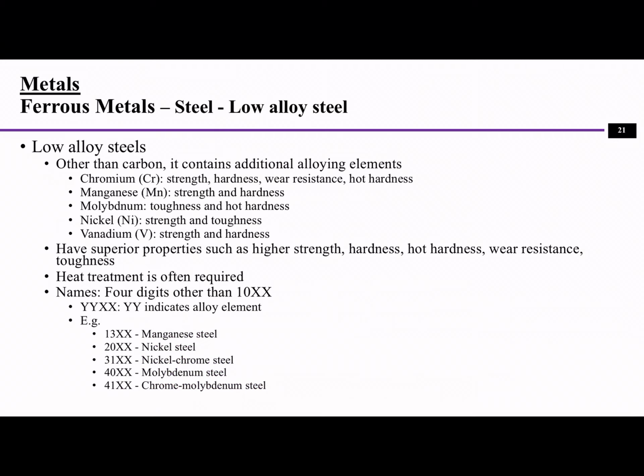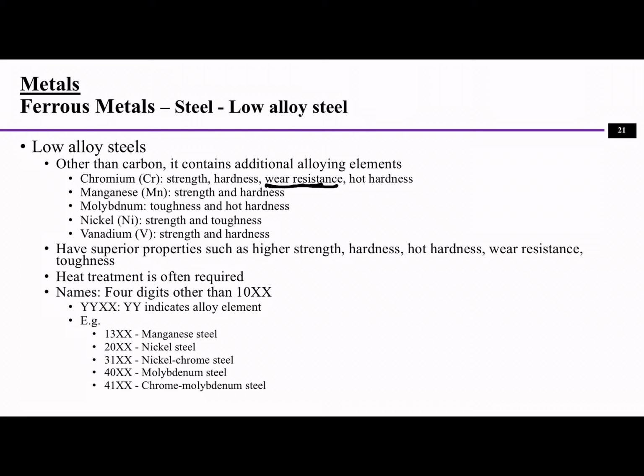All right. For low alloy steels, other than carbon, they also contain some other alloy elements: chromium, manganese, molybdenum, nickel, and vanadium. Chromium, other than good strength and hardness, has a special property, which is wear resistance, right? So if you want the steel to have better wear resistance, then you probably want to have more chromium in it.